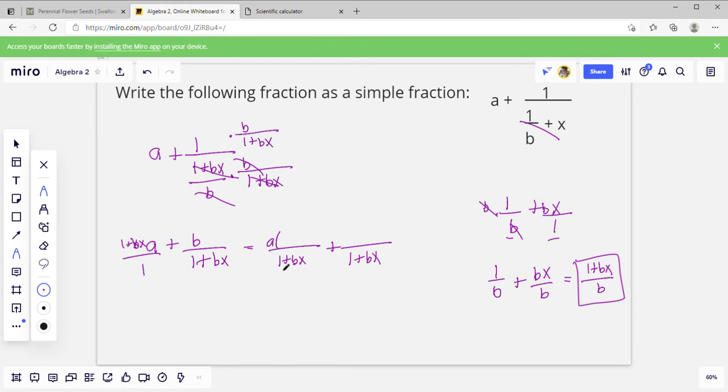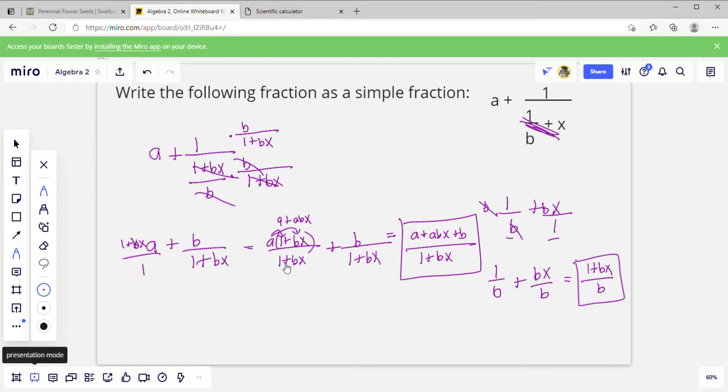Alright, so then we'll have a times 1 plus bx plus b right there. So this one we could rainbow that out and we'd end up with a plus abx. So when we add these, we're going to have a plus abx plus b over 1 plus bx. And that's the answer to that one. So it just takes a couple of steps. First you got to get rid of this bottom part and then get common denominators. Let's try another one.